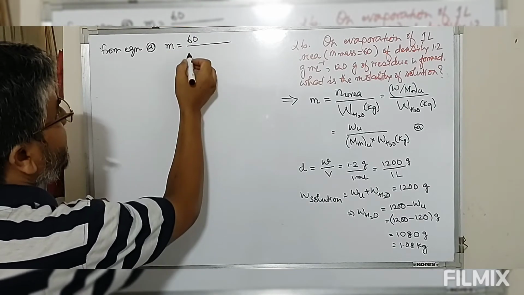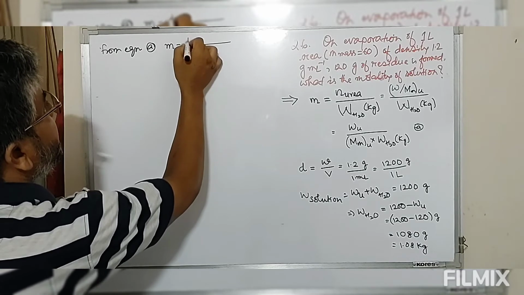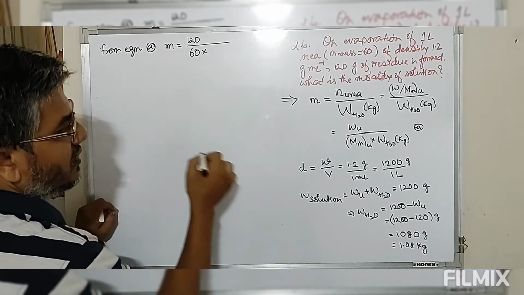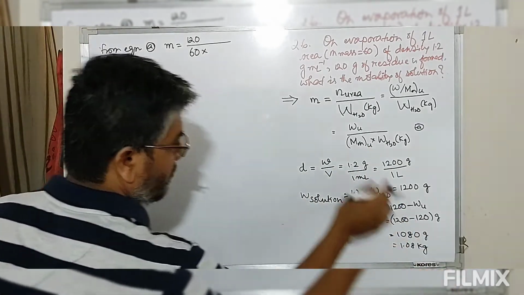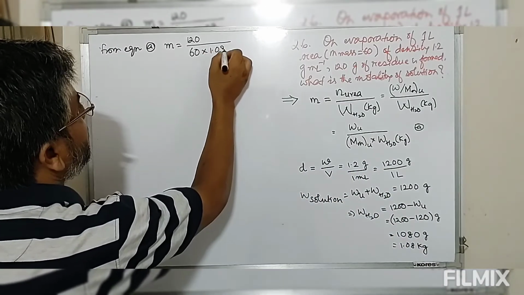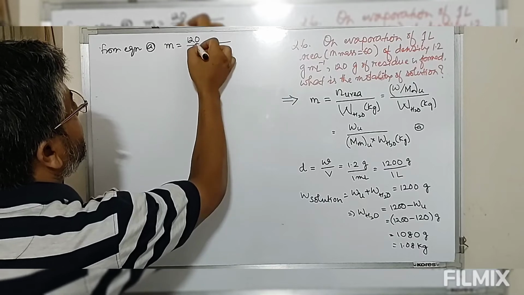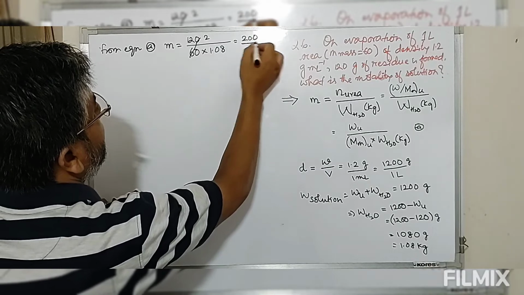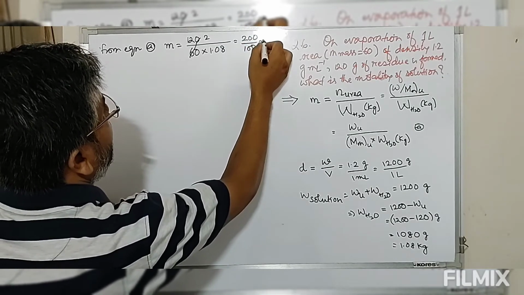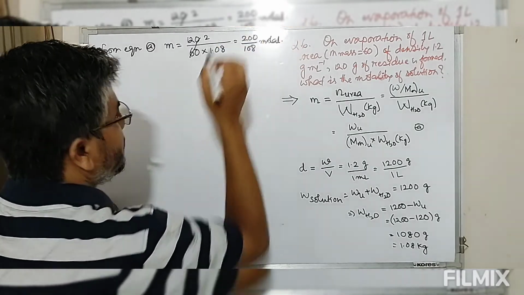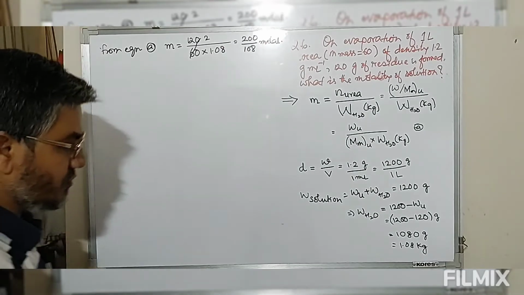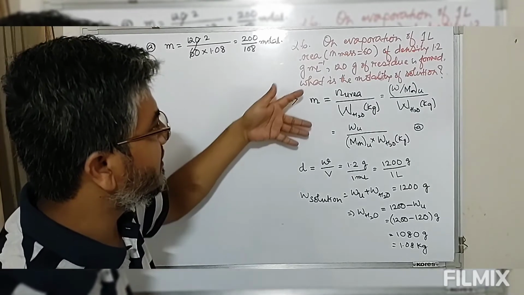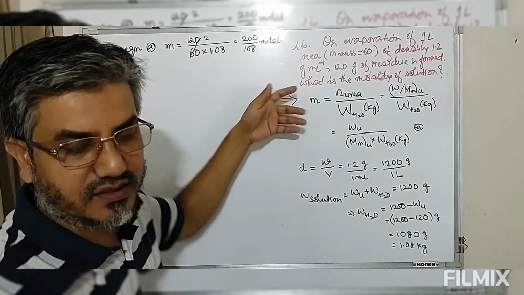So therefore molarity of the solution is mass of urea, 120 gram, divided by molar mass, 60, into mass of water in terms of kilogram, which is 1.08. So this is the molarity. So this is the concentration in terms of molarity of the solution. So we are using the density and the molarity condition.